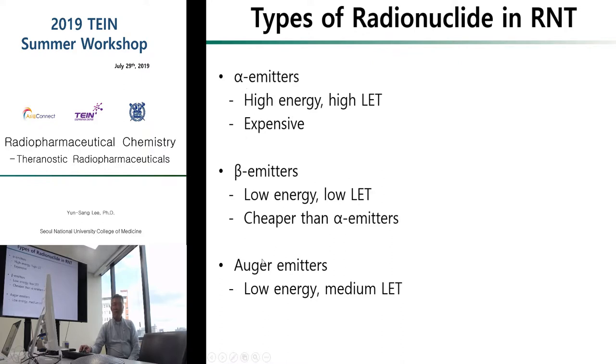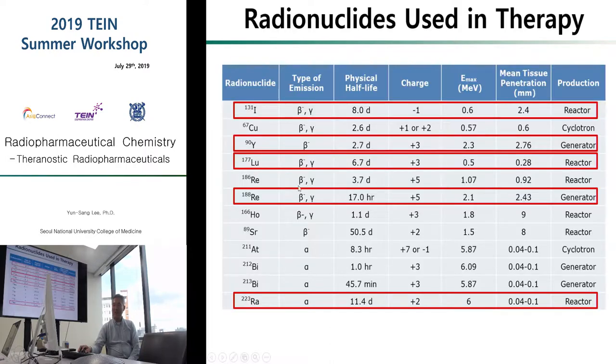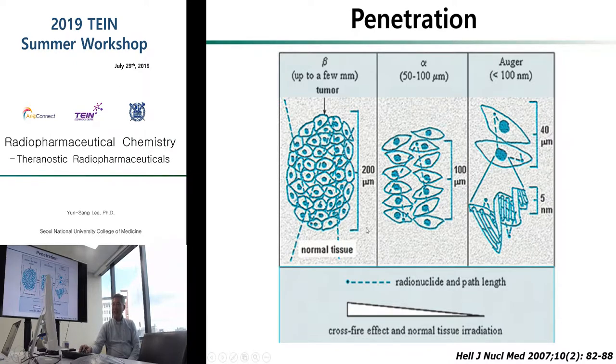As you know, alpha, beta and Auger emitters can be used for radionuclide therapy, and you can see here iodine-131, yttrium, lutetium, rhenium, and radium. In the case of beta, the kinetic energy is so high, and beta is an electron, so its mass is much lighter than alpha particles, so it can fly over a few millimeters. But in the case of alpha, it damages the diseased tissue only over 100 micrometers.